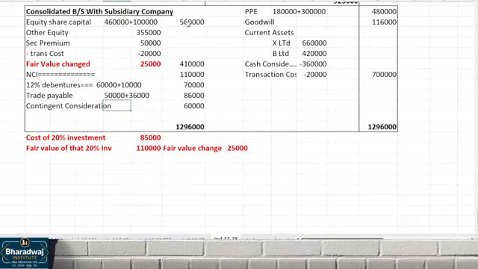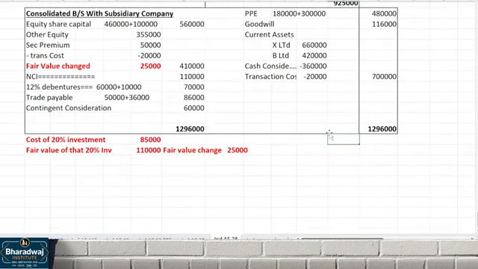So what is the difference between the 2A case and the 2B case? Investment includes which one? Share of profit from associate. We eliminate it and we take how much? 85,000. Fair value is 1,10,000. The fair value change is how much? 25,000. That is the only difference. Everything else is the same.